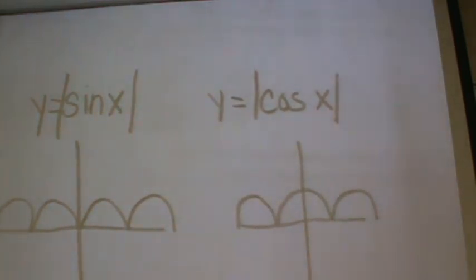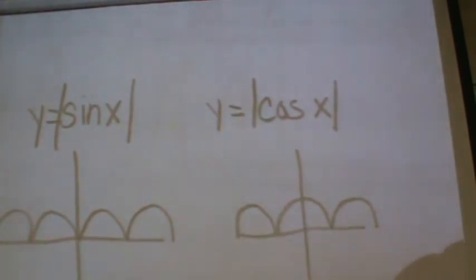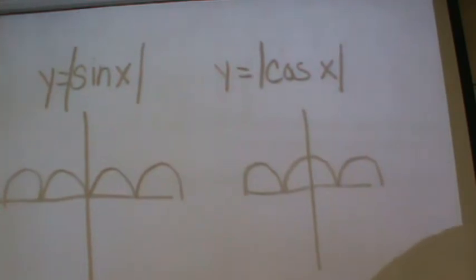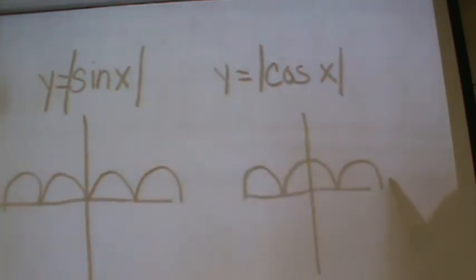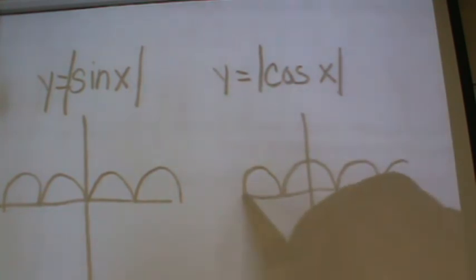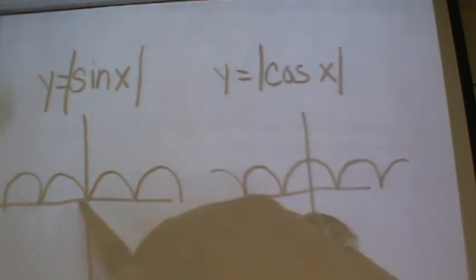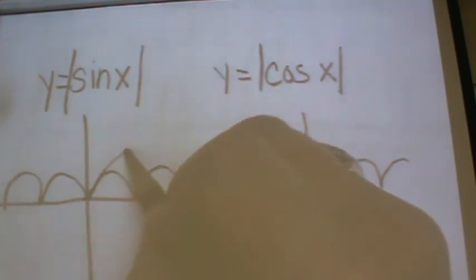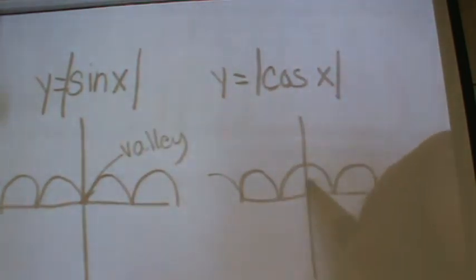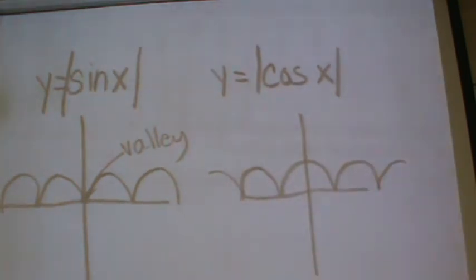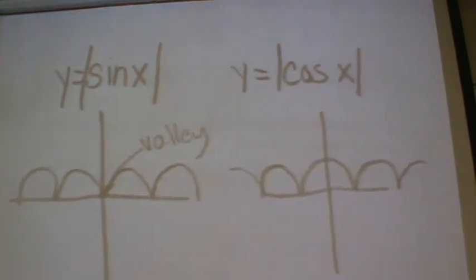So what do you think? How would you describe the difference? One is two split sets, one is like divided. Okay, so we're gonna call this one a valley and this one splitting the mountain. Okay? That's the difference.